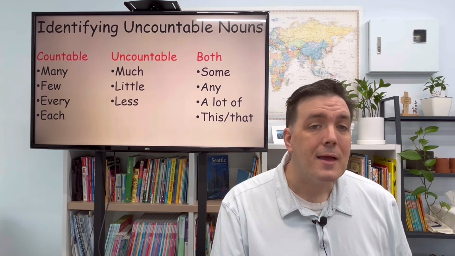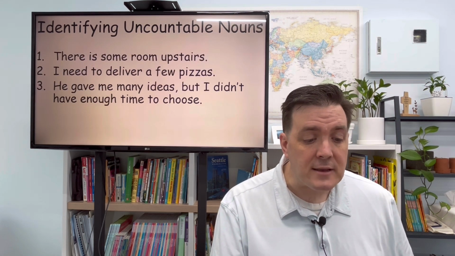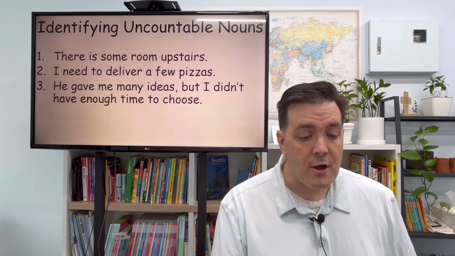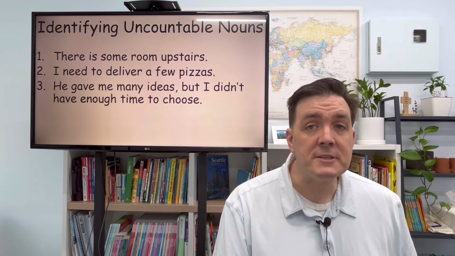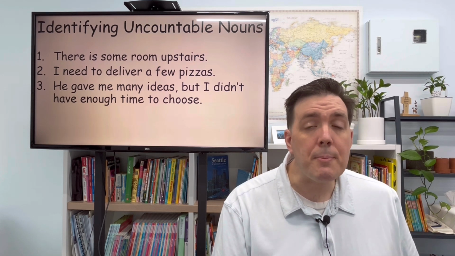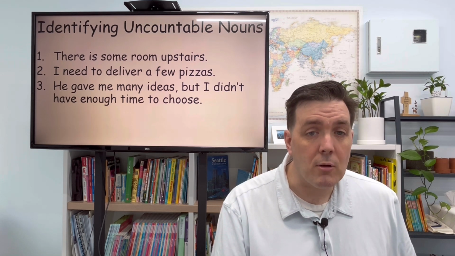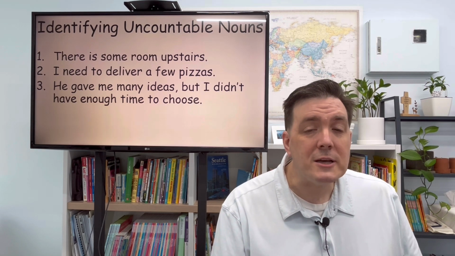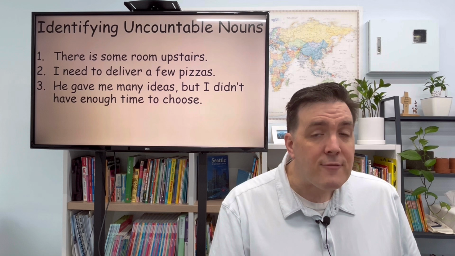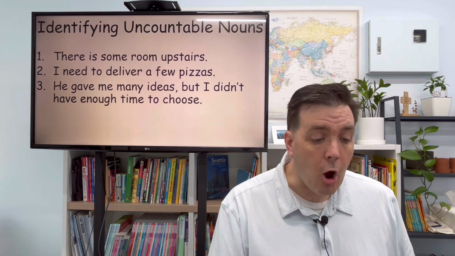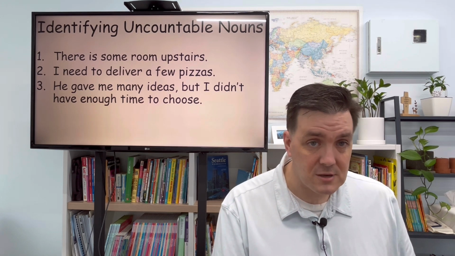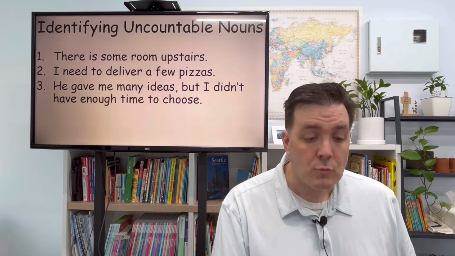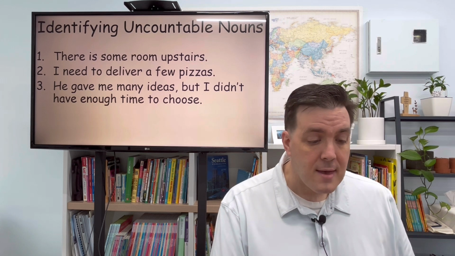All right, so let's take a look again at some uncountable nouns and see if you can identify. There is some room upstairs. Room can be both countable and uncountable. But which is it here? Well, because we said some, if it was countable, we would say there are some rooms. We didn't. We say there is some room. So room is uncountable.